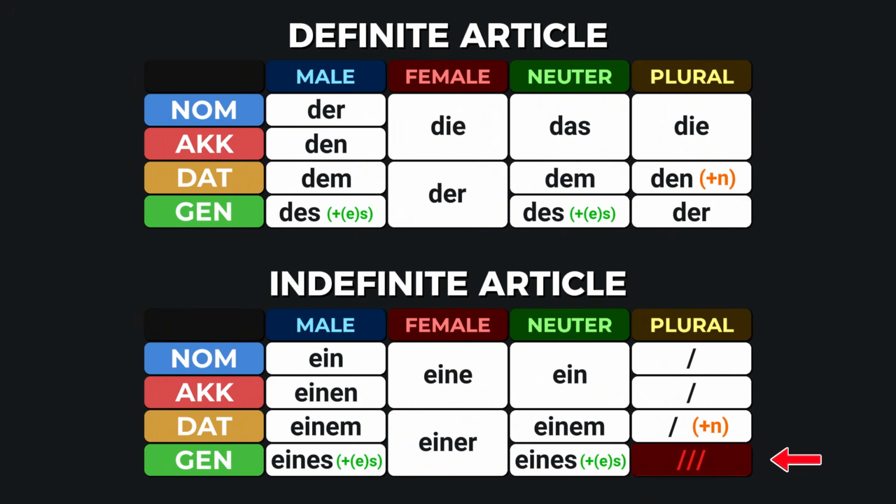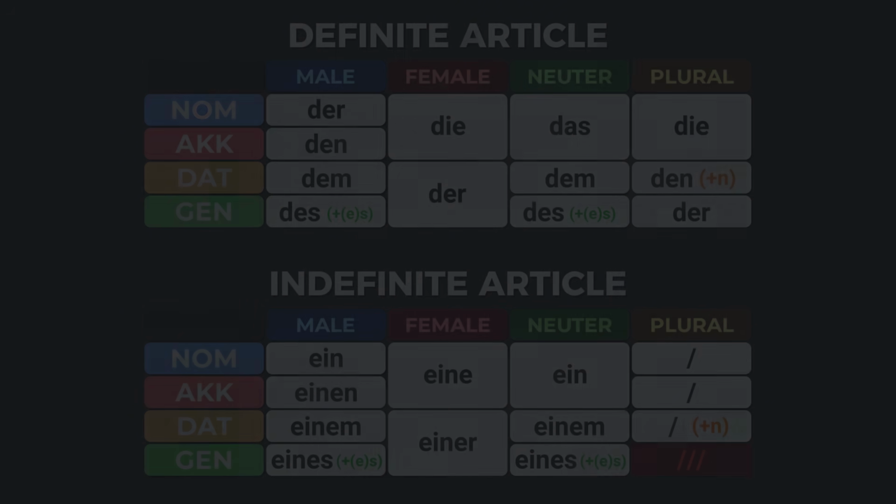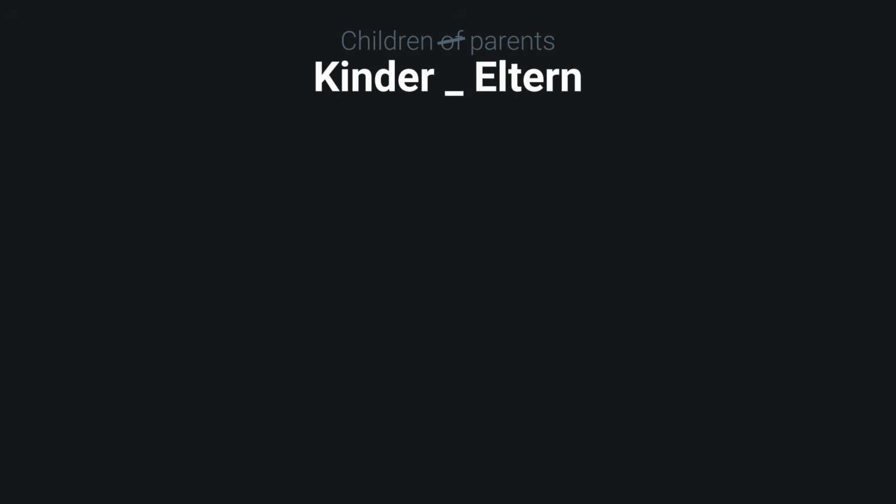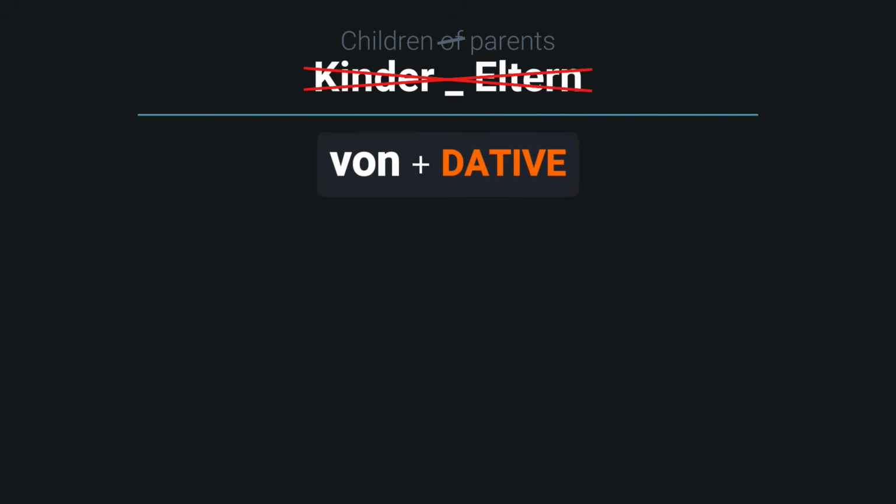Finally, let me get back to what I said a while ago where I mentioned that the genitive plural for indefinite nouns does not exist. Here's an example why. Let's say we want to translate the very general phrase children of parents to German. Since the German genitive doesn't need a preposition like of, the result would simply be Kinder, Eltern, which is plain nonsense. That's just two nouns in a row.